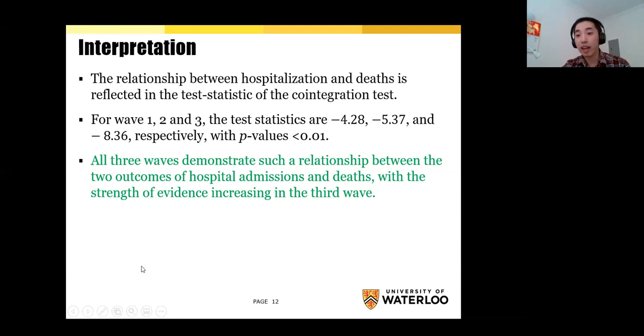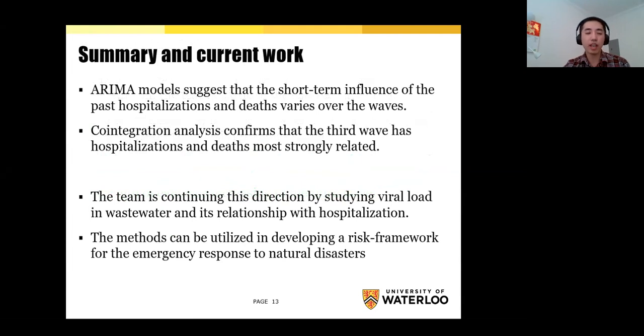That is basically what we have found in the past year. Now, what's going to happen next? The lab is still ongoing. They are still doing research on this topic. There are new students and new postdocs getting in, and they are looking at studying the viral load in the wastewater. That can be used as another indication to find its relationship with the number of hospitalizations. And this whole general framework can be utilized in developing a risk framework for emergency response to any kind of natural disasters, which is related to my work at NRC.